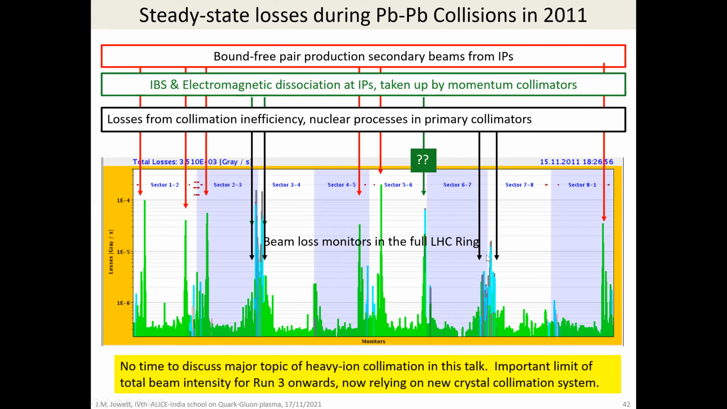This multi-stage concept doesn't work for nuclei because they fragment or undergo dissociation processes in the collimators. So you get many different isotopes coming out, and it's impossible to take care of all of them in a simple way with the original system. This is a complicated subject. I don't have time to discuss it, but for Run 3 onwards, this will be one of the major limits, and we're now relying on a new crystal collimation system. I think there will also be update talks about that in Alice Week, not this one, maybe the next one.